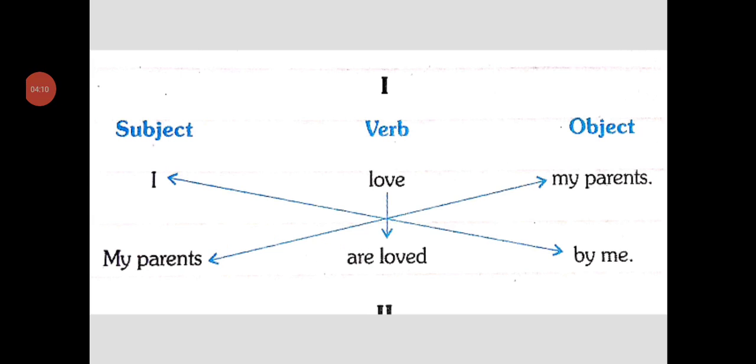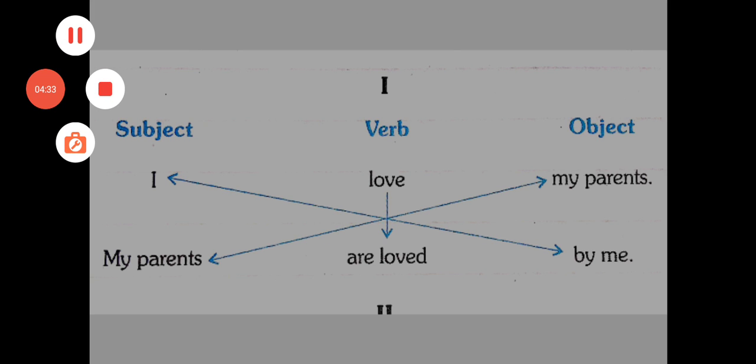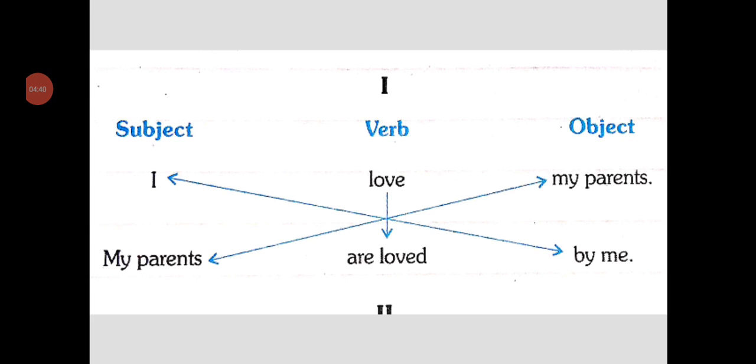Look at, I love my parents. I love my parents. This is active voice. In passive voice, subject becomes object. I changes into me, and a preposition is used before it, by. And my parents, that is object, it becomes subject in passive voice, and we use verb according to tense.